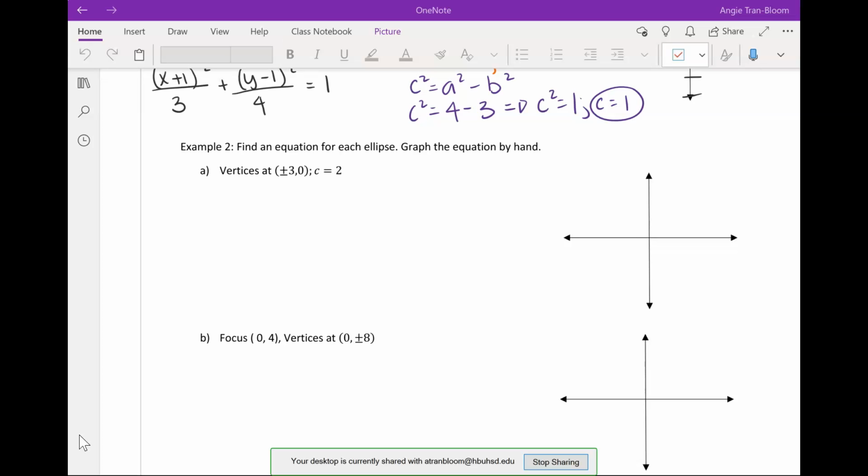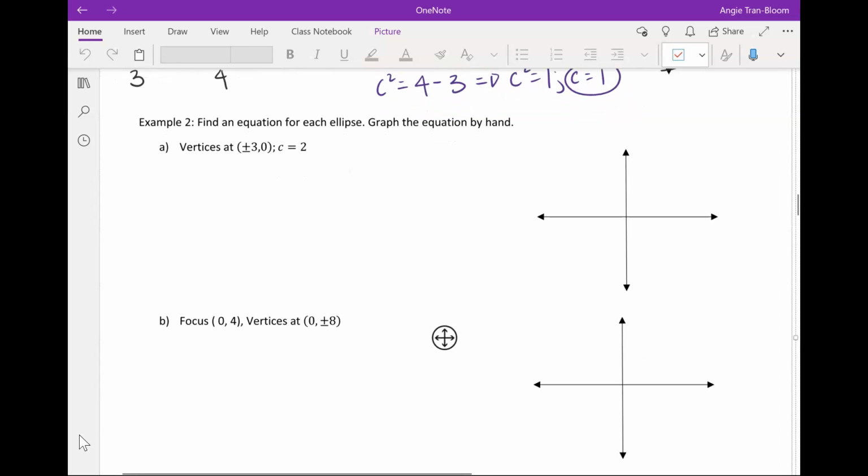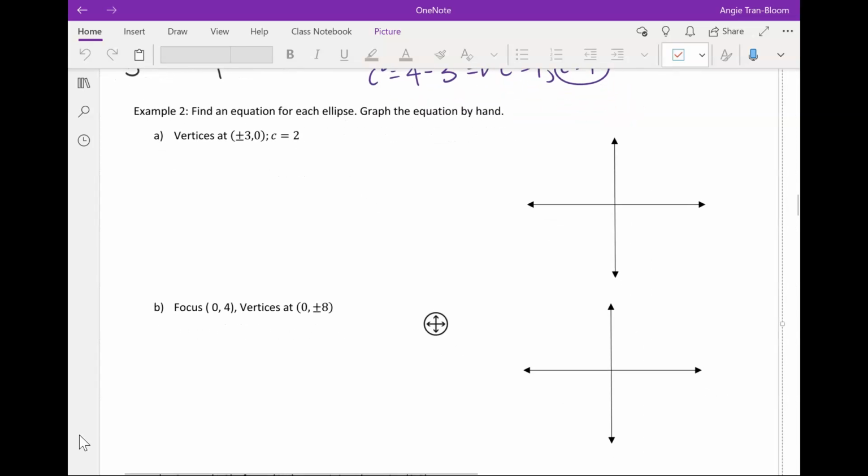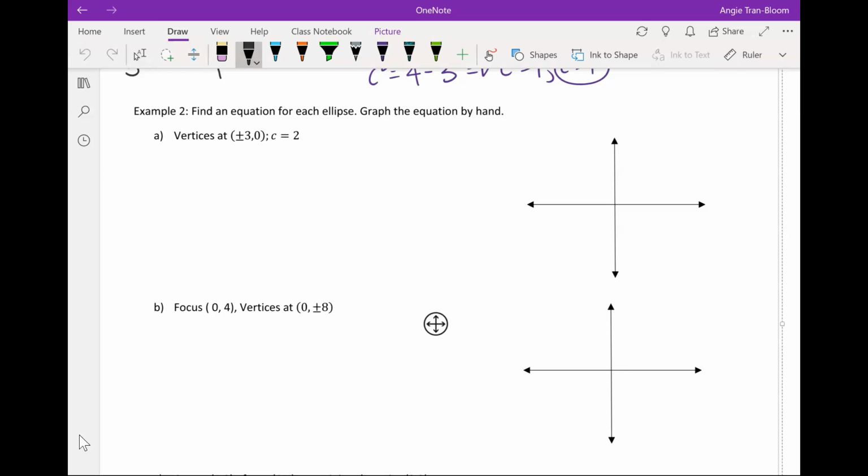Okay, so example 2 says find an equation for each ellipse and then graph it by hand. So pretty much anything said by hand, you're just going to have to approximate your radicals if you ever have one. Okay, how would you find the equation for 2a? What would you do first? Yeah, when in doubt, plot it out, y'all.